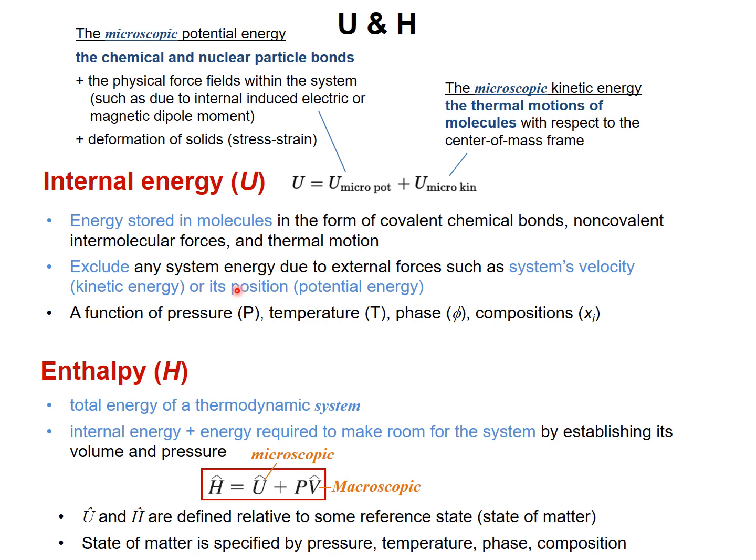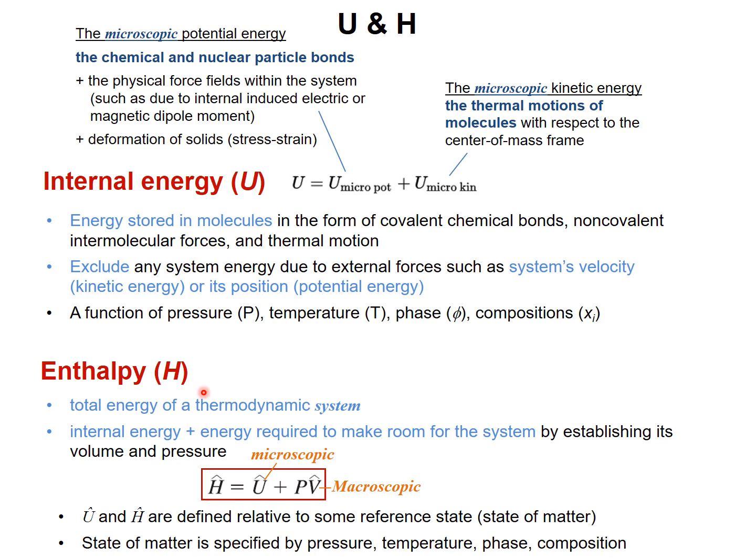This internal energy excludes any system energy due to external forces, such as the system's velocity or its position. That is to say, the macroscopic kinetic energy or the macroscopic potential energy of the system is not included in this internal energy. So only microscopic terms are included in internal energy U. Of course, internal energy is a kind of energy, so it is a state function. That is a function of pressure, temperature, phase, composition: P, T, phi, x.